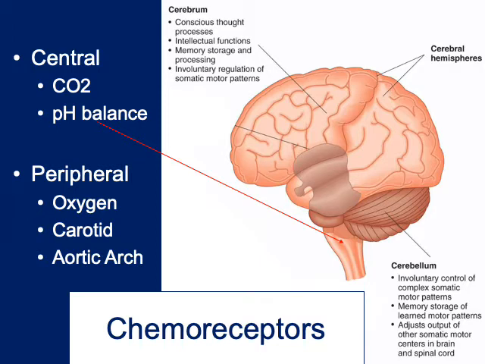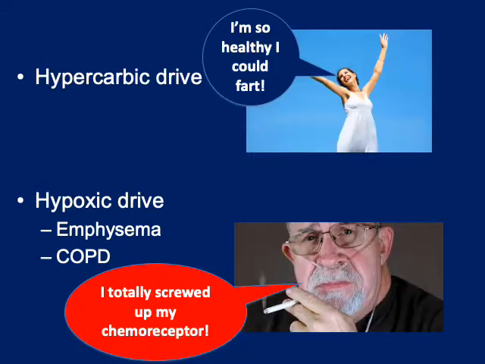So it's really important that you guys understand chemoreceptors. You should also understand where they are in the body and what each one does. So normally, a healthy person breathes because of high concentrations of carbon dioxide in their bloodstream. This is called a hypercarbic drive.